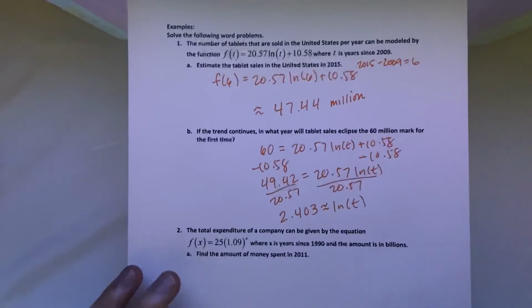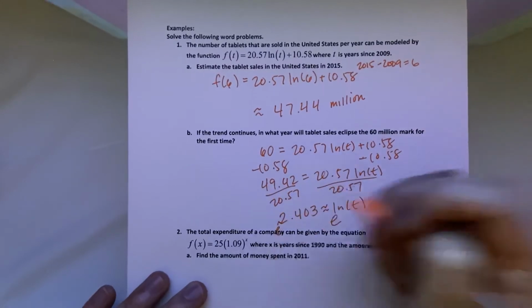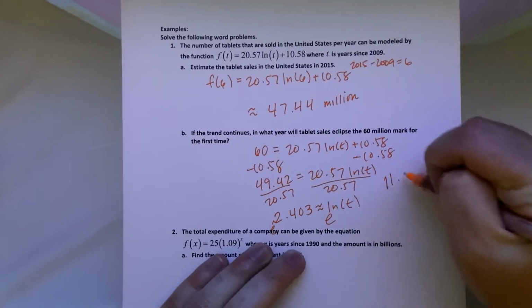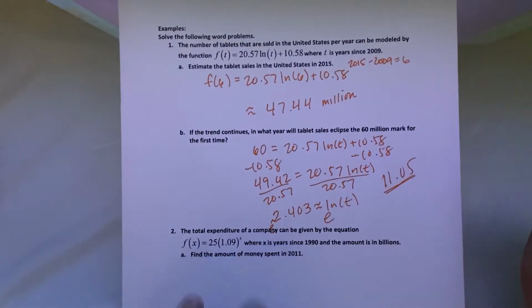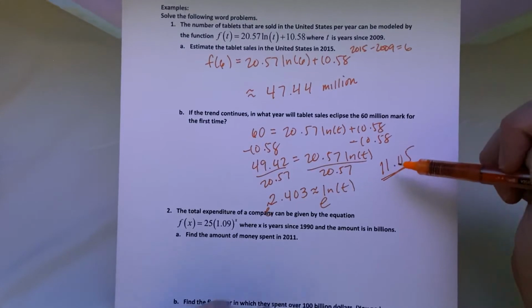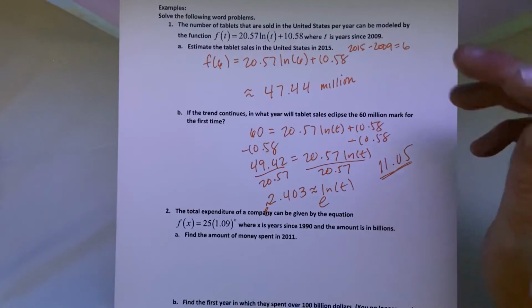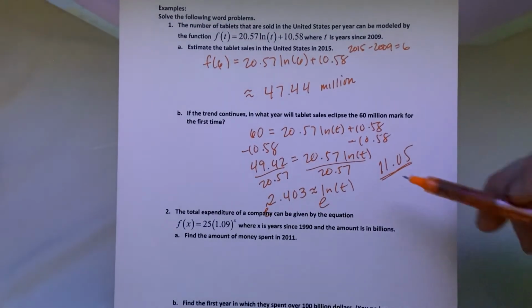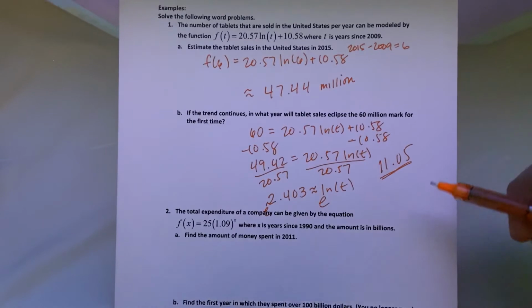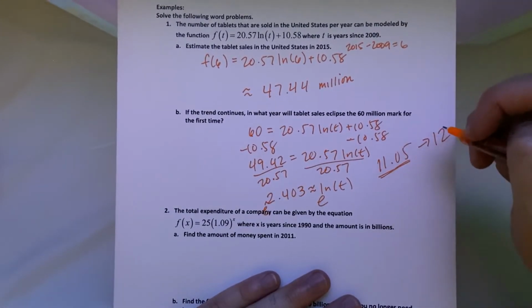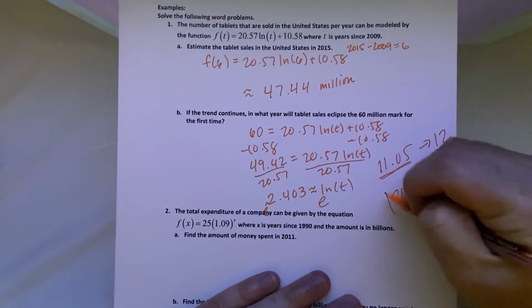And now to get t by itself, I need to take e to that power. So e approximately to the 2.403. This is about 11.05. Now what does the 11.05 stand for? It stands for 11.05 years since 2009. Now one rule of thumb, since we need to go above 60 million, and it'll take over 11 years, first full year, you have to round up, will be 12 years after 2009, which is the year 2021.